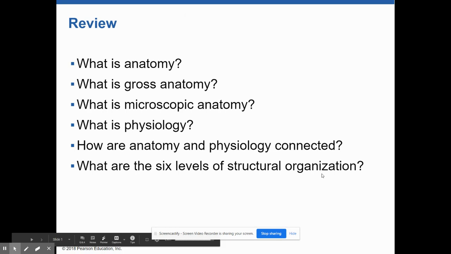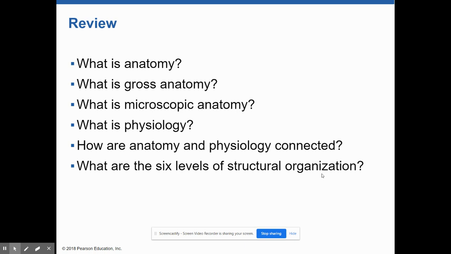Hello, everyone. For today's lesson, I want you to start by reviewing the information you learned yesterday. So I want you to look at your notes from yesterday and recall what is anatomy, what is gross anatomy, what is microscopic anatomy, what is physiology, how are anatomy and physiology connected, and what are the 6 levels of structural organization. So take some time to review your notes from yesterday so that you can refresh the information.